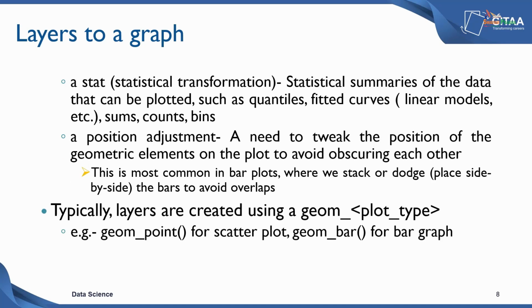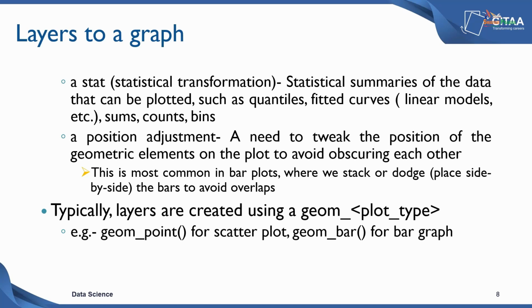The next component that geoms will have is called a stat, which is a statistical transformation. Now these are basically statistical summaries of the data that can be plotted, such as quantiles, or if you want to fit a curve or have sums or counts or bins, then all these fall under this layer. The last layer under geoms is a position argument. Whenever we have a need to tweak the position of a certain geometrical element on the plot, then you would be using a position adjustment.